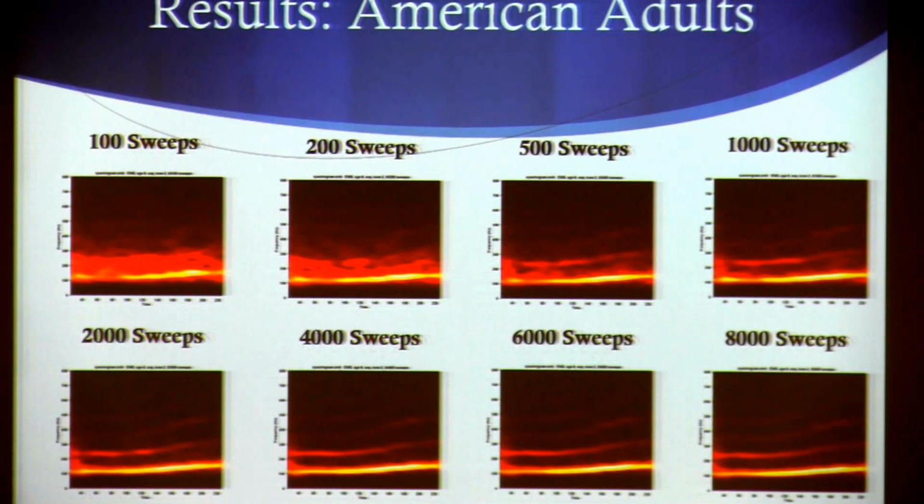These are the grand average spectrograms for the adults. Again, similar things can be noted. As we move across or increase the number of sweeps, that response is becoming more prominent, the bright yellow at the fundamental. We start to see the presence of the harmonics in the adults even sooner than we did with the newborns. So even at 500 sweeps, we start to see that first harmonic come into play, which it wasn't until about 2,000 or 4,000 sweeps in the newborns.